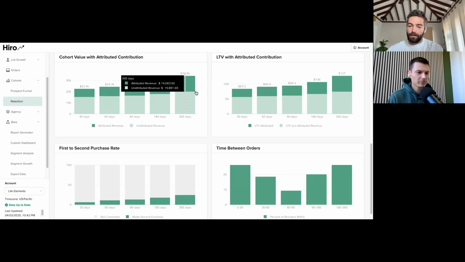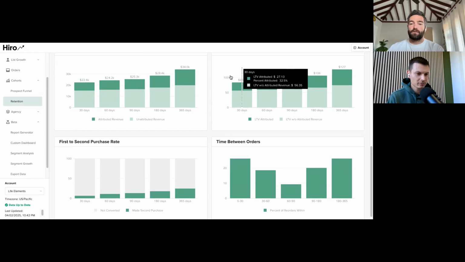This is a consumable product. So our expectation is that they're going to come back every 30, 60, 90 days, buy more, and email should be kind of taking some of the load in doing that upselling, cross-selling, and replenishment. So the dark green is the attributed revenue. The light green is the unattributed. So we're a year into this data, so we get the full 365. So you can see at 365, unattributed revenue is about 20K, attributed revenue is about 14. So, 60-40 roughly. So email is definitely helping out there.